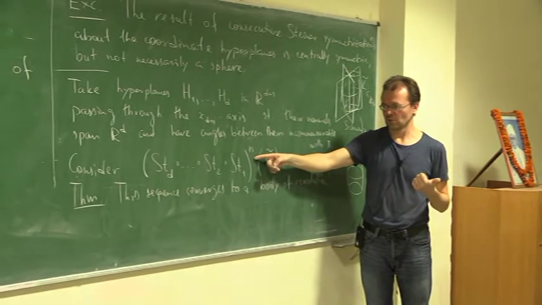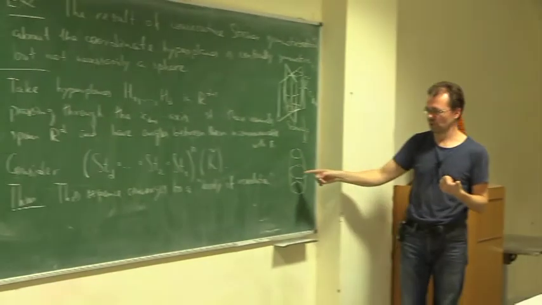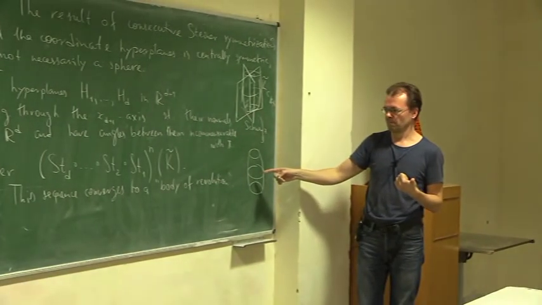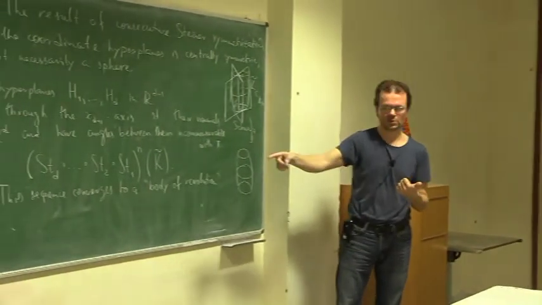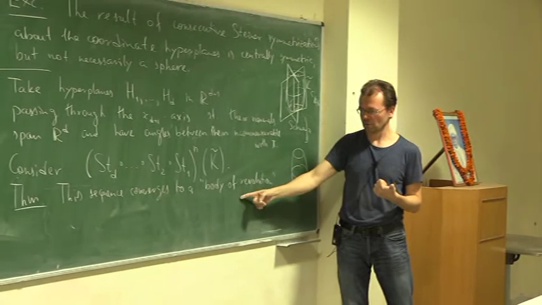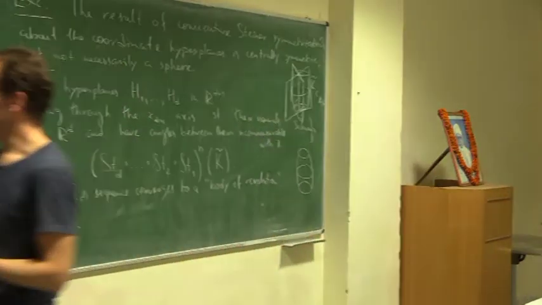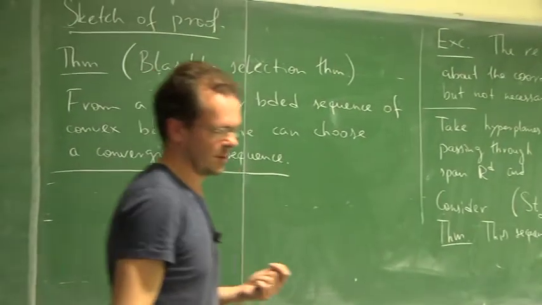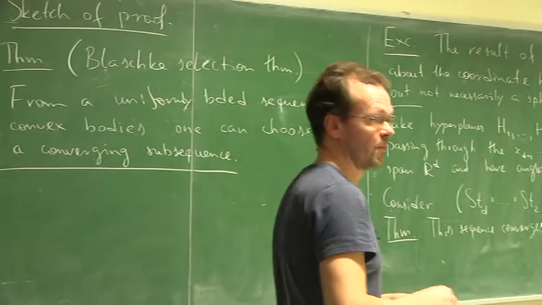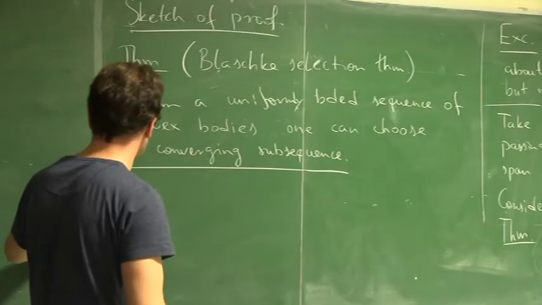But the question is, why is this limit a body of revolution? And also, why does the whole sequence converge? Maybe it's not needed that the whole sequence converges, but in fact, it does converge. So not only a subsequence. So then the next technical ingredient is the following.